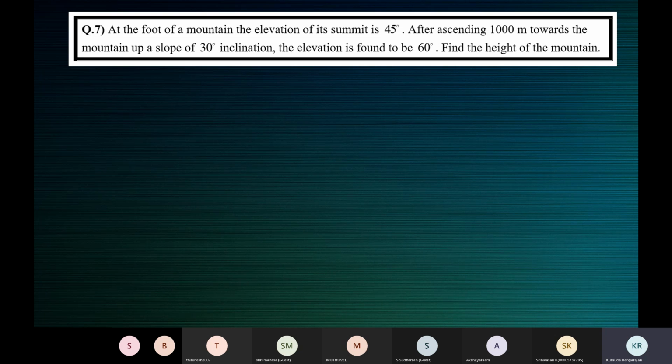Fine. Let's try this question, children. At the foot of a mountain, the elevation of its summit is 45 degrees. After ascending 1000 meters towards the mountain up a slope of 30 degrees inclination, the elevation is found to be 60 degrees. Find the height of the mountain. Try to make the figure, children. Write down the question.